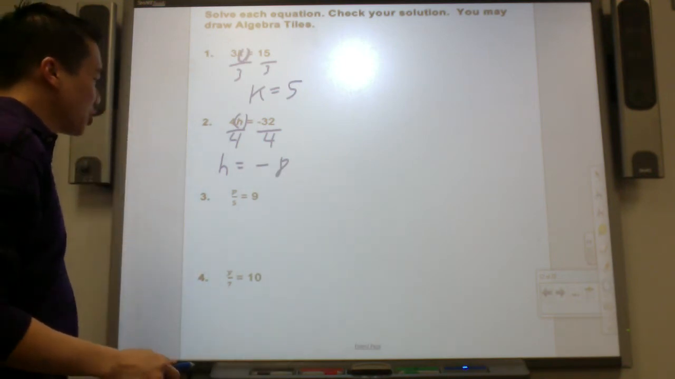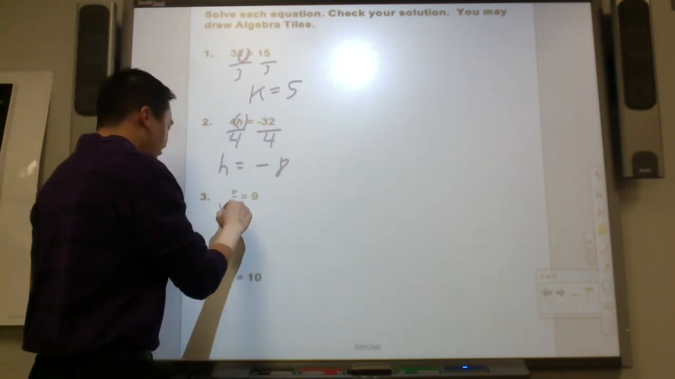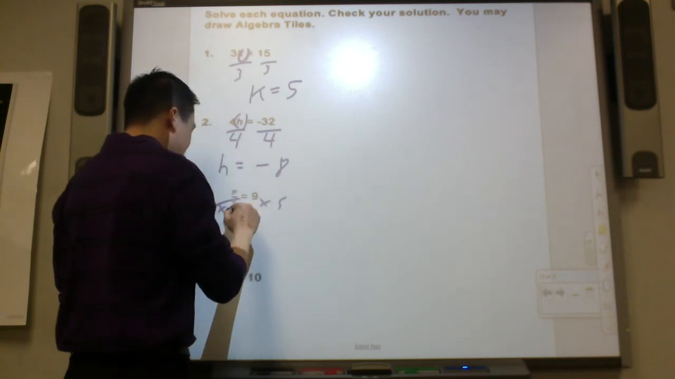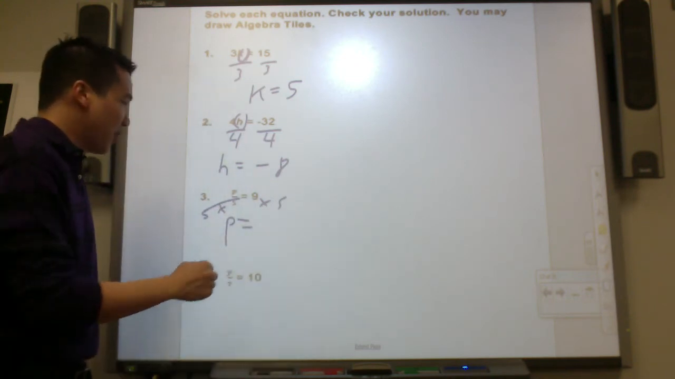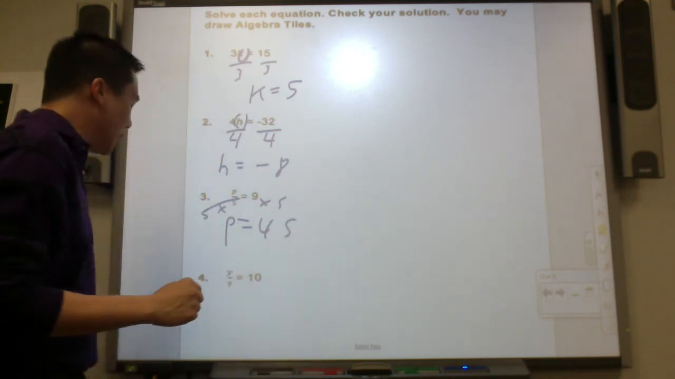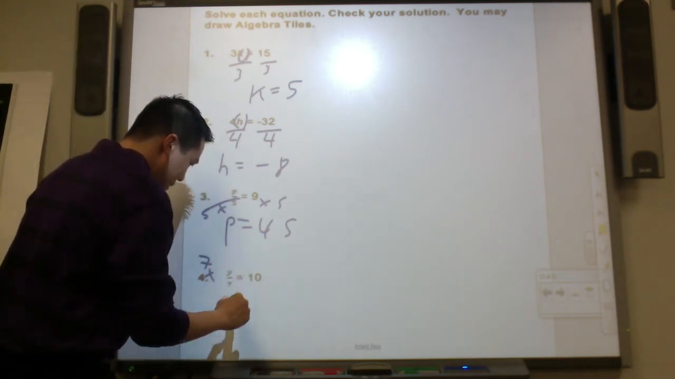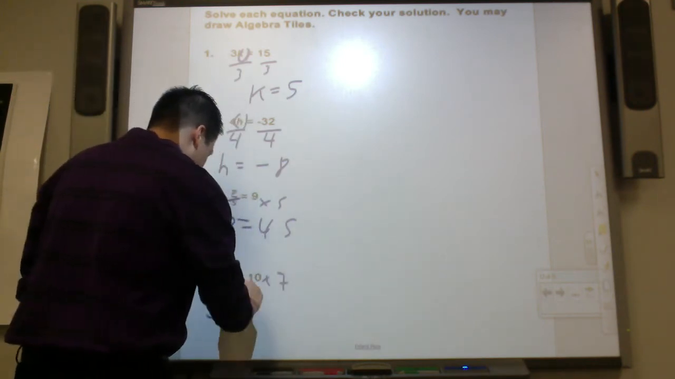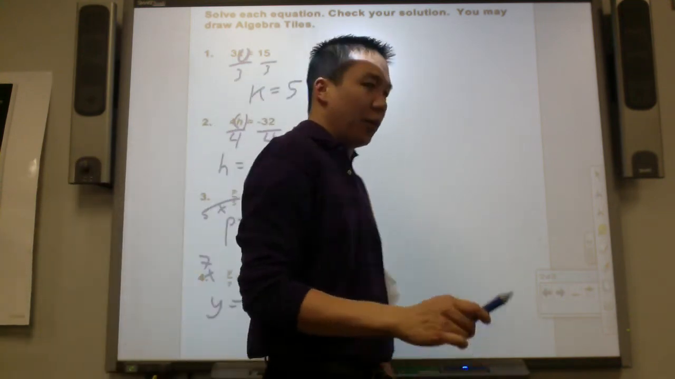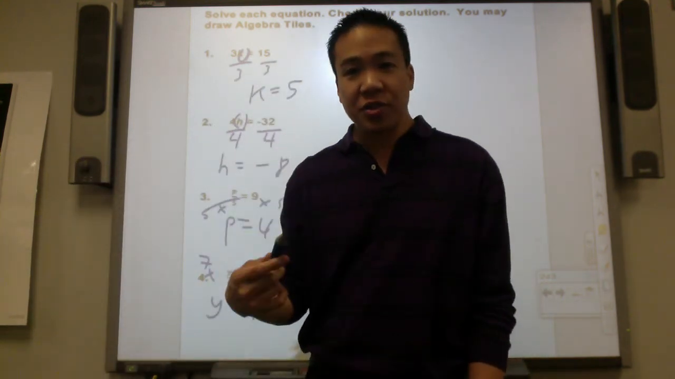What is the inverse of divide by 5? Times 5, cancel. So p, what's 9 times 5? 45. Number 4, what is the inverse of divide by 7? Times 7, so y equals 70. By the way, tomorrow you will have a quiz over this, 10 questions.